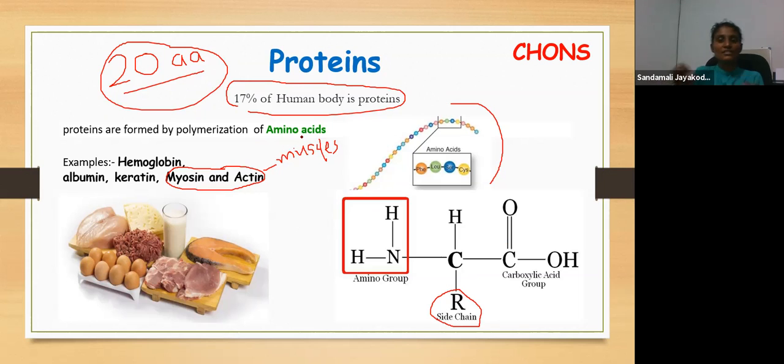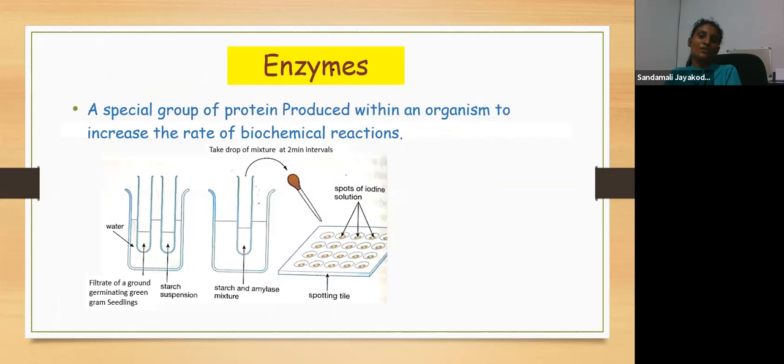When these amino acids are connecting together, we call this process polymerization. Polymer means many molecules are connecting together. So polymerization means a large number of amino acids are connected together to make a protein. Then, when we think about these proteins, there's a special group of protein named enzyme. Enzyme is also a protein, but it performs a special function in our body.